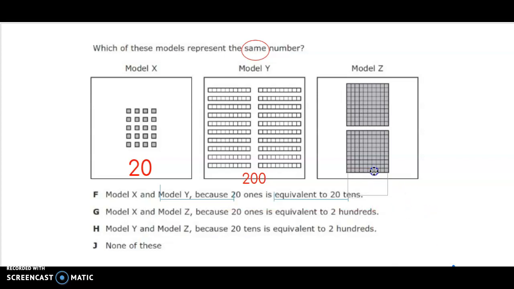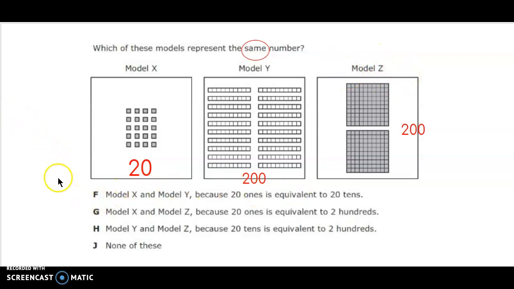Now we're going to look over at these and figure out what these represent. I want you to stop and think, what does one of these represent? What place? Okay, one of these represents 100. So these are ones, these are tens, these are hundreds. So we're going to count, and we have 100, 200. Oops, sorry guys, 200. So which of these are the same number? We have 200, we have 20, 200, and 200. Yes, the two that say 200 represent the same number. They both represent 200. So that's model Y and model Z.